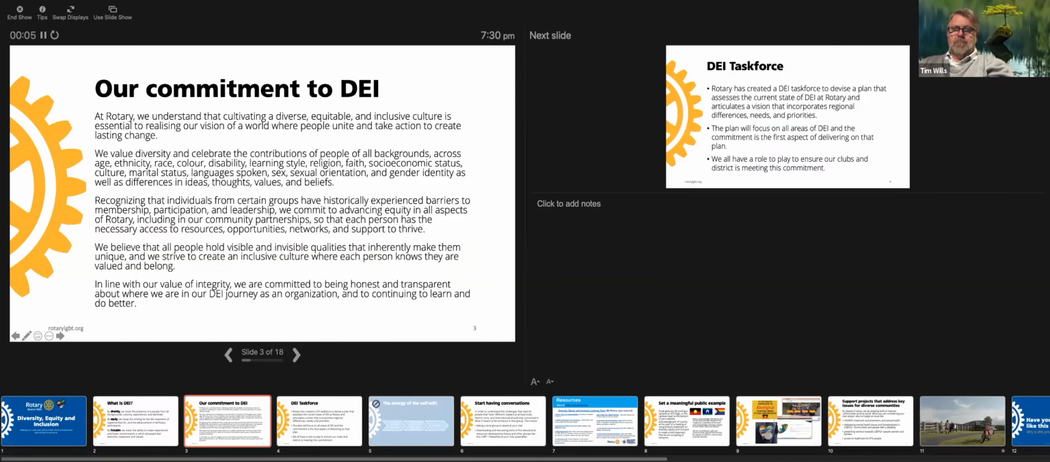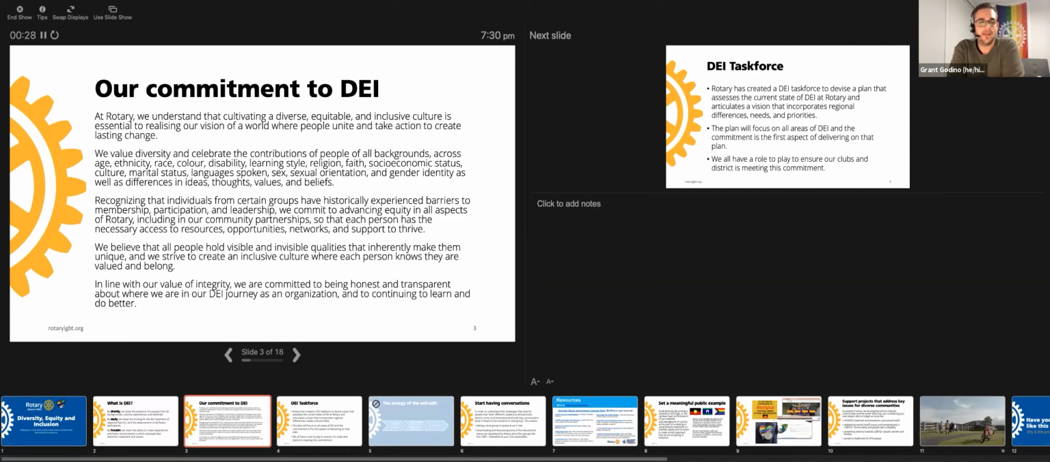So what does DEI mean to Rotary then? And I'm going to go back into those stats as I go through here a little bit as well. This is what RI board has approved in terms of DEI. So at Rotary, we understand that cultivating a diverse, equitable and inclusive culture is essential to realising our vision of a world where people unite and take action to create lasting change.